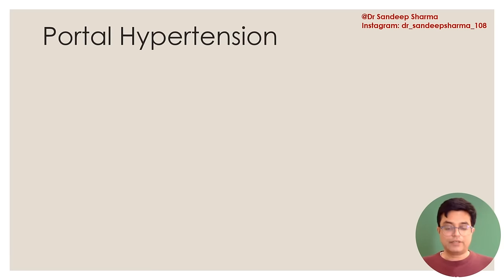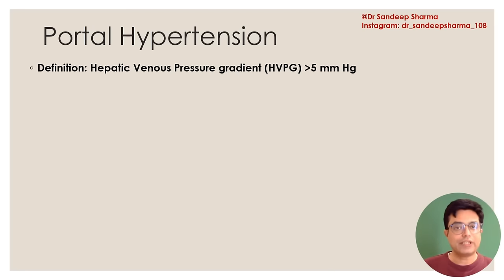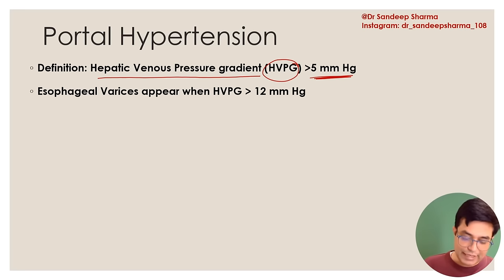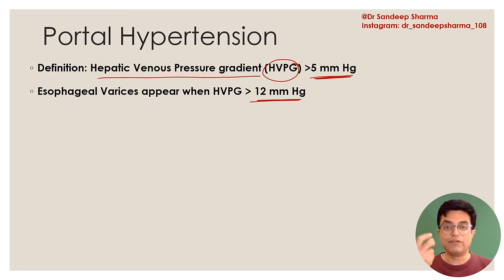So the next topic we are going to do a quick review of is portal hypertension, very frequently asked. Difficult questions are also asked in the exam. So portal hypertension, what is the definition? Harrison says, hepatic venous pressure gradient, HVPG, we calculate. If it is more than 5 millimeters of mercury, we say portal hypertension is there, right? And if the pressure is more than 12, this is the time during which dilatation of the esophageal vessels called esophageal varices will appear. So esophageal varices kab aayenge? When the pressure exceeds 12.